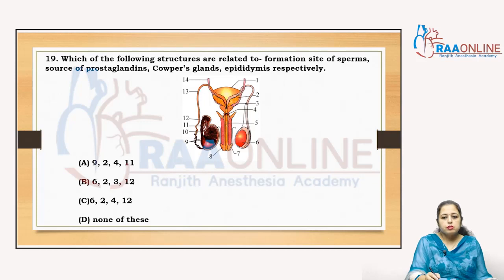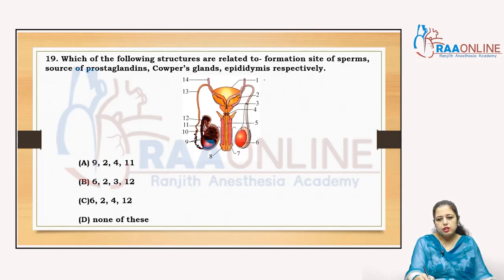Which one of the following structures are related to formation site of the sperms, source of the prostaglandins, Cowper's gland and epididymis respectively? That diagram is the NCERT diagram, which is given in page number 43, and the diagram number 3.1b. Formation of the site of the sperm, we know that, first we enumerate that.